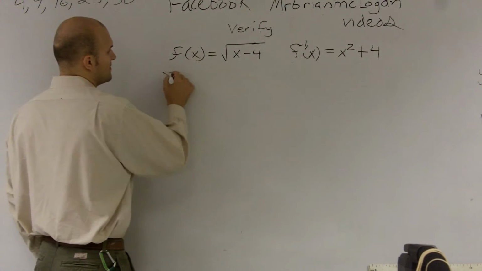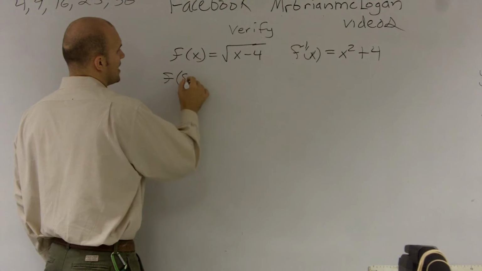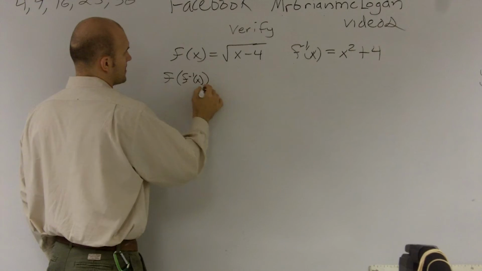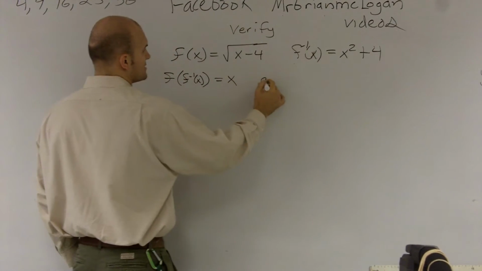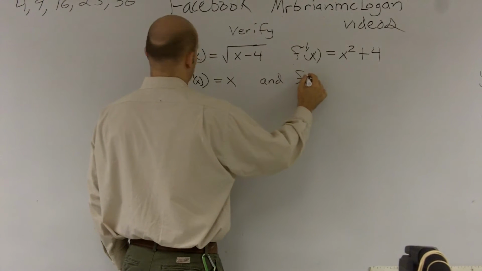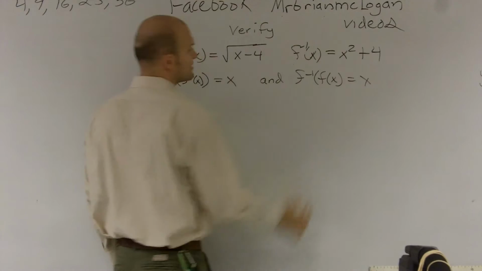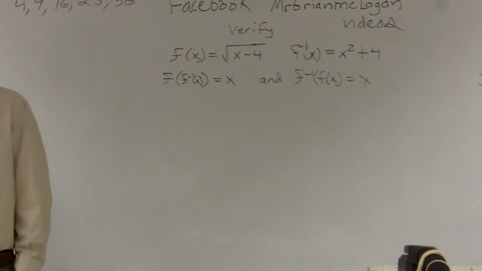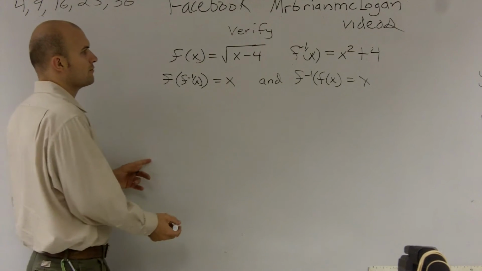So if we say f of f inverse of x equals x, and f inverse of f of x equals x, then we have verified that those two are inverses of each other. So let's go and take a look at this and see how we're going to work this.